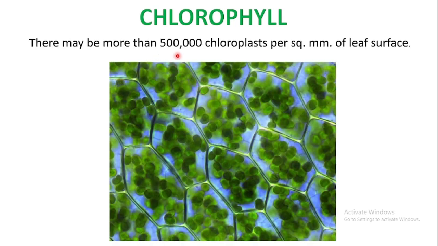Now, there are more than 5 lakh chloroplasts per square millimeter of leaf surface. So you can imagine per square millimeter, 1 millimeter is so small. If I draw a box of 1 millimeter by 1 millimeter, in that 5 lakh chloroplasts are present.